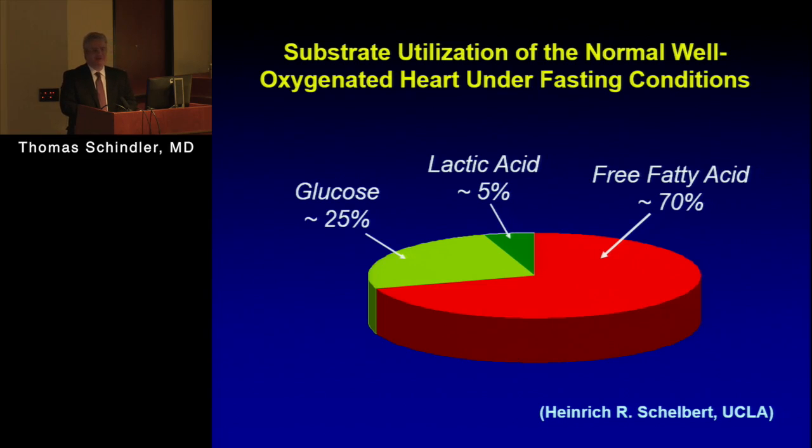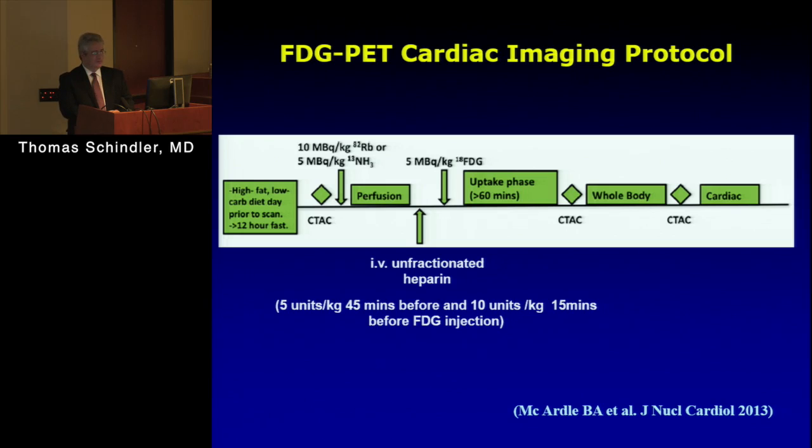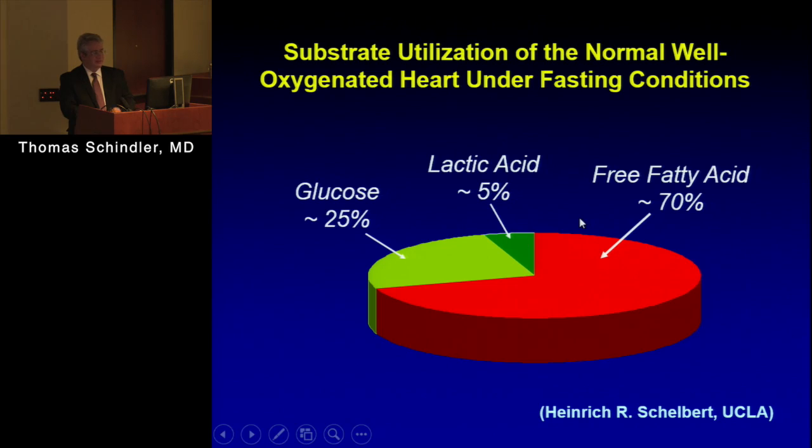So normally when you wake up in the morning, you have uptake of glucose 25%, lactic acid 5%, and mainly free fatty acid. But you still have glucose uptake of 25%, and the fluorodeoxyglucose, the FDG, is a glucose analogon. So if we inject the FDG, we would get some FDG uptake in the myocardium. That would be a false positive because it's physiological uptake. So what we have to do is to move the metabolism to free fatty acid uptake 100%, not just 70%.